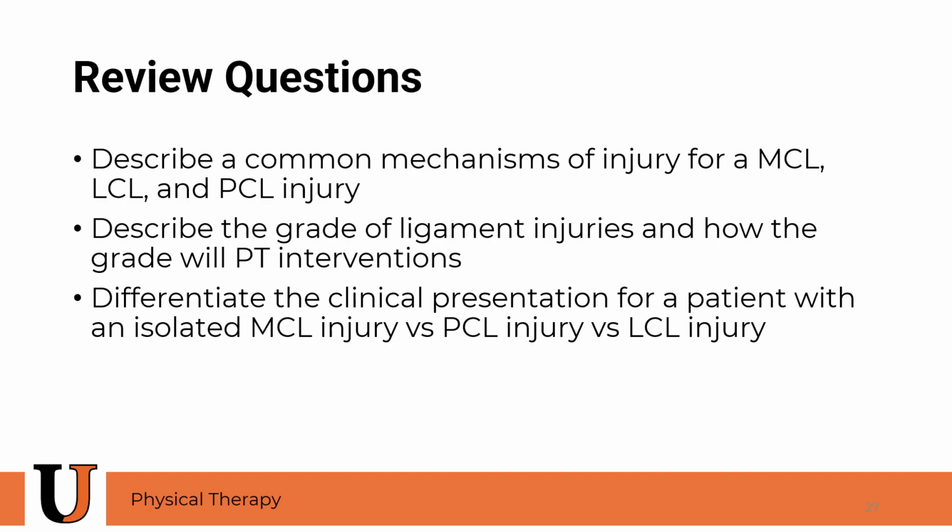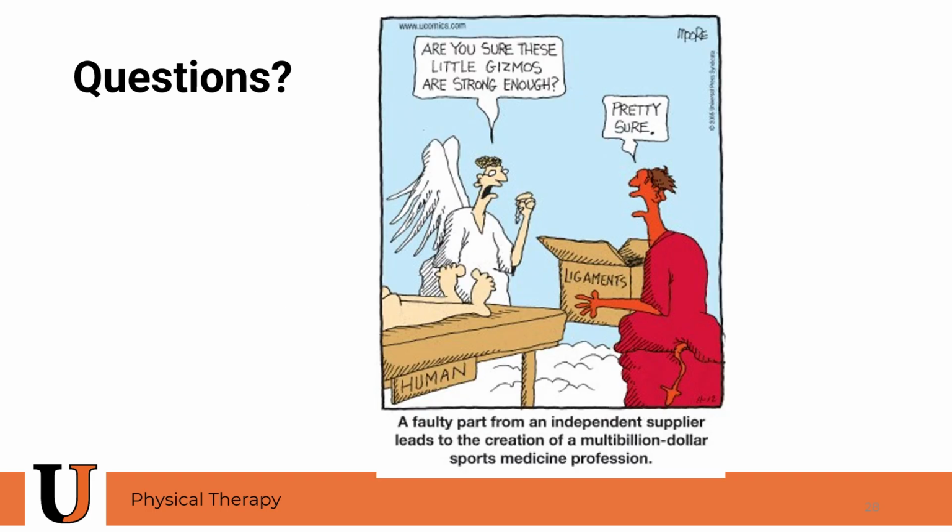We've covered a lot of different items over the last few lectures, so I think this would be a good point in time for you to take a moment and ask yourself a few of these questions and see if you're able to do it without looking at your notes. So the first would be describe common mechanisms of injury for MCL, LCL, and PCL injuries. Second challenge would be to see if you're able to describe the grade of ligament injuries and how that may affect PT interventions. And then lastly is differentiate the clinical presentation for a patient with an isolated MCL injury versus PCL injury versus LCL injury. If you have any questions, please let me know.